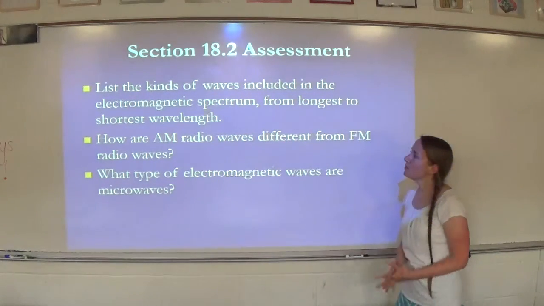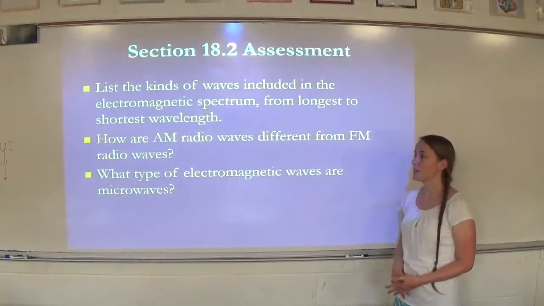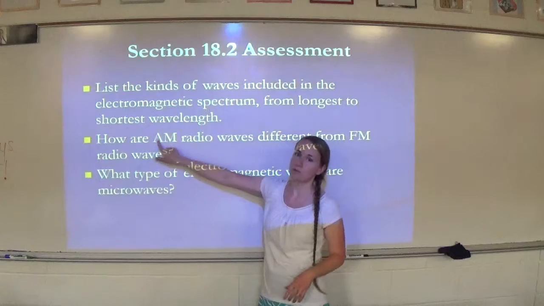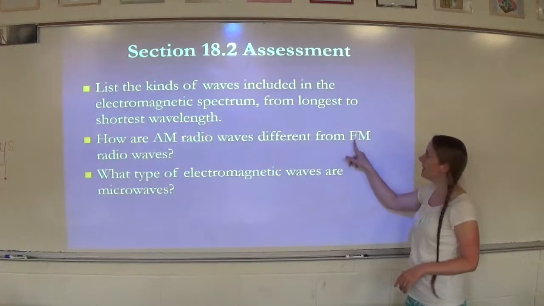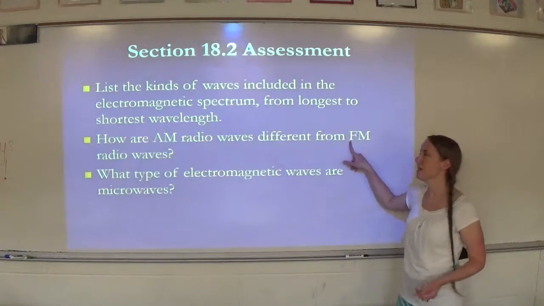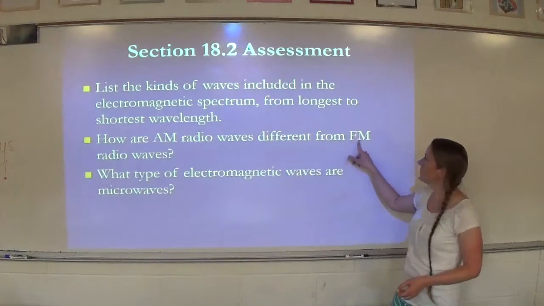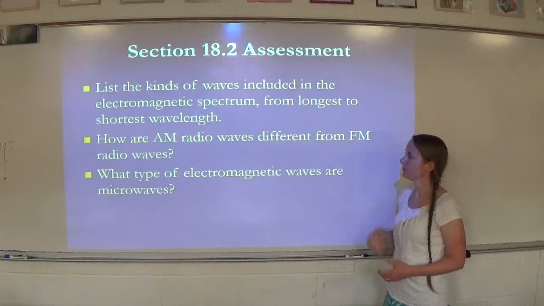Alright, how are AM radio waves different from FM radio waves? Well, remember, AM radio waves differ in, what would start with A? Amplitude. And FM have changing frequencies. Okay, so AM has changing amplitudes, and FM has changing frequencies.